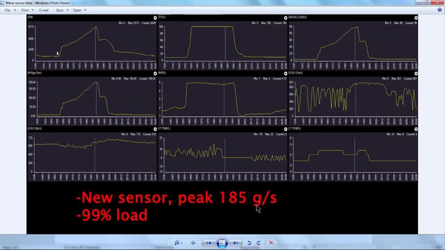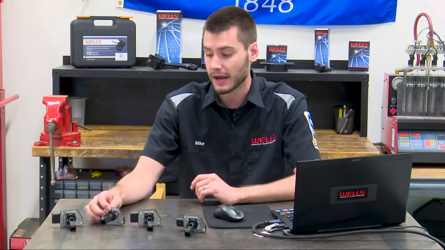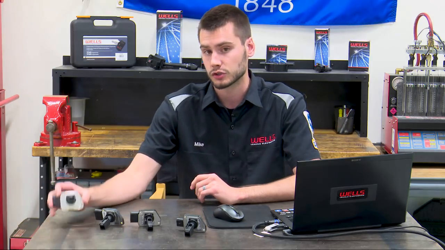Pretty good numbers. So what does our reman sensor do? Our reman sensor peaks at 180 grams per second at 98% load. So fresh, out of the box, brand new, just done today, this sensor is reading 5 grams less per second, right out of the box, than a brand new sensor. So I'm just going to leave you guys with that information.